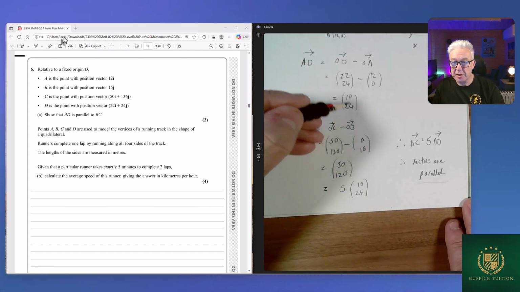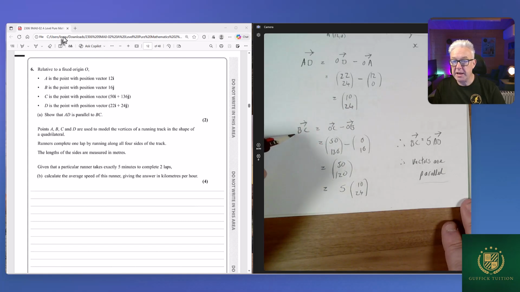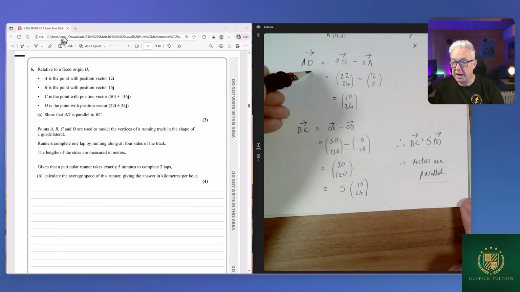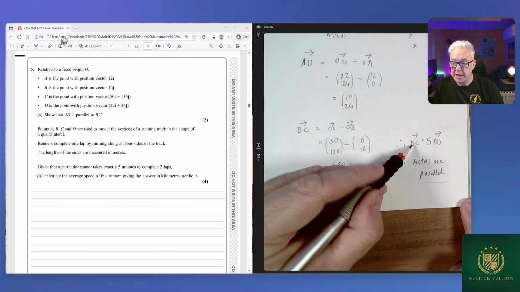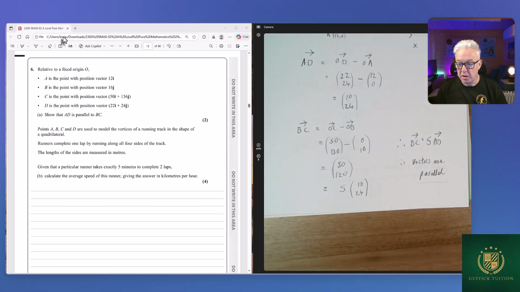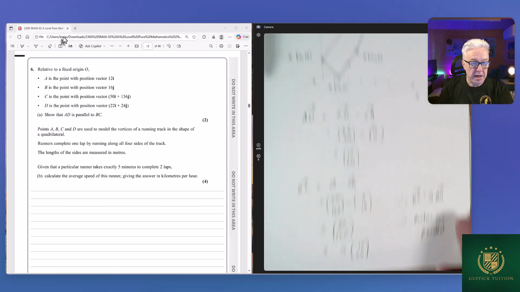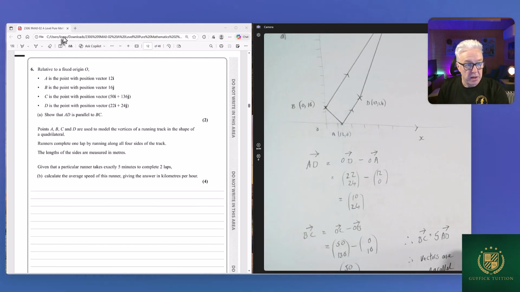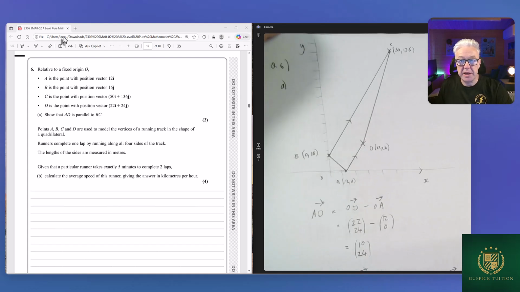And that means that BC is a scalar multiple of AD. So therefore BC is 5 times AD, so therefore the vectors are parallel, because that's the condition for vectors being parallel, when they're scalar multiples of each other. Okay, that's part A done. Well, that was quite nice. Right, now let's see what's happening with this next bit.